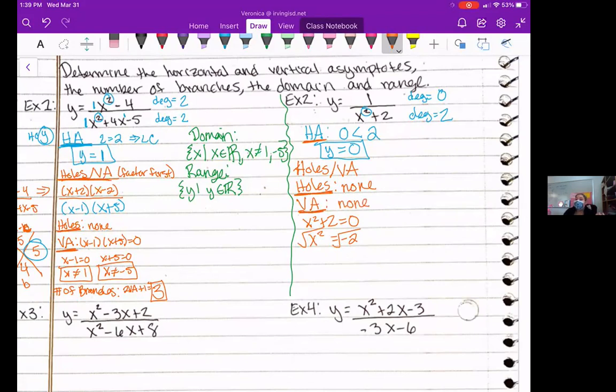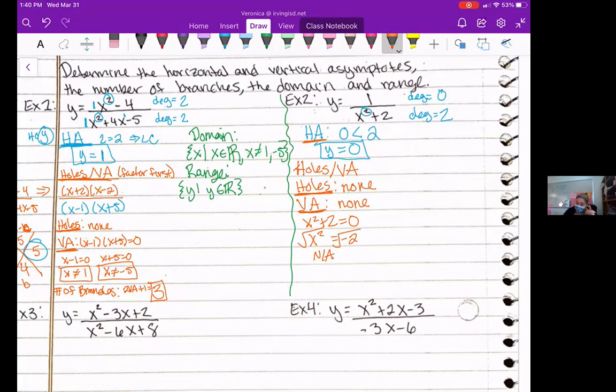Why do we not have any? Because your denominator cannot physically be 0. Remember, we find vertical asymptotes because we do not want the denominator to be 0. But here we have x squared plus 2. So it does not matter what number I put in there, we will never get a 0 out of it, ever. Okay, so that is why there is no vertical asymptote. So there's no vertical asymptotes for this problem.